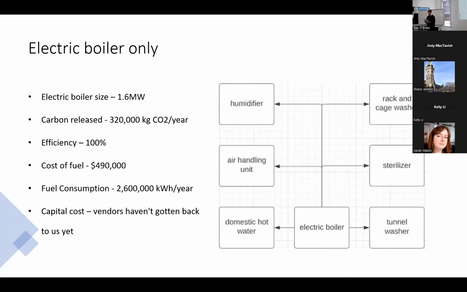We have sized an electric boiler to be 1.6 megawatts big, allowing for us to find a vendor that can install this product. The carbon release is 320,000 kgs of CO2 per year, which is significantly lower than CO2 emissions from the LPG boiler. The fuel cost is $490,000 per year, which is more expensive than the LPG boiler.